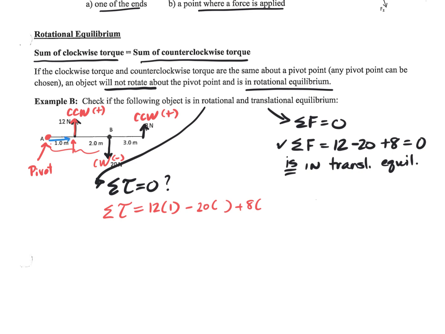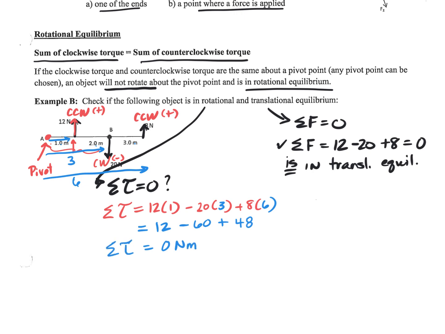So we've got 1 meter to the pivot here. We've got how far to the pivot? 3. And then how far all the way to the end? All the way to the end, guys, how far is it? 3, 4, 5, 6. So it's 6 meters here. So 20 times 3 and 8 times 6. So 12 times 1 is 12, minus 60, plus 48. So what is 12 minus 60 plus 48? 0 newton meters. So the sum of the torques is 0 newton meters.